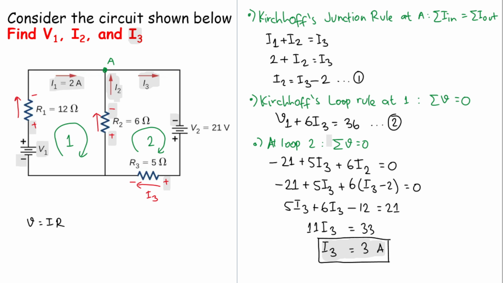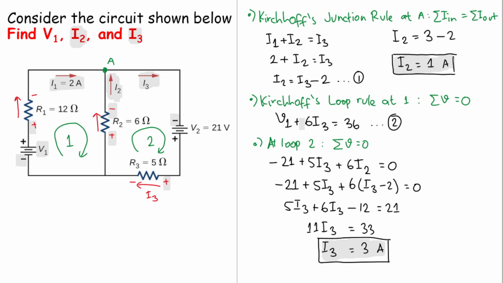And then what can we do from here? Let's plug this into another equation. So we will have I2, right, from here. So here we will have I2 is equal to I3 minus 2, but I3 is 3 ampere. So I'll have 3 minus 2. Therefore, we have I2 is equal to 1 ampere. And this is the second thing that we are looking for, which is I2. This is the answer for this question here.